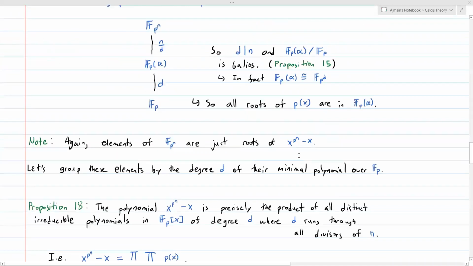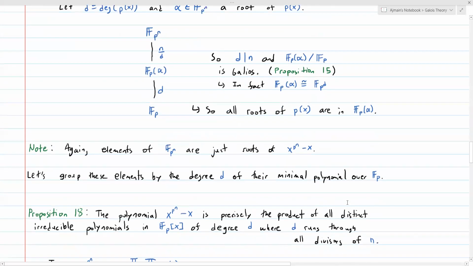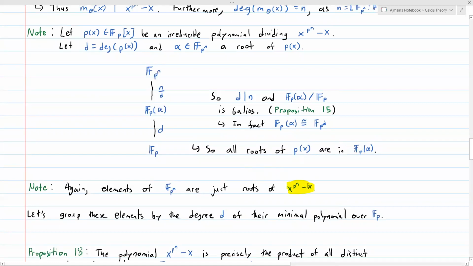Now, finally, let's tie all of this together. Again, the elements of F sub p to the n are just roots of this polynomial x to the p to the n minus x. And now let's group the elements by the degree d of their minimal polynomial over F_p. So what we're doing is we're looking at the p to the n roots of this polynomial. These are just the elements of the field of order p to the n. And then we're grouping them together by the degree of their minimal polynomial over F_p.